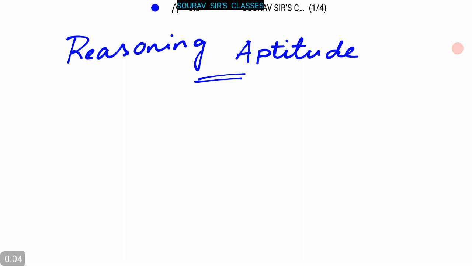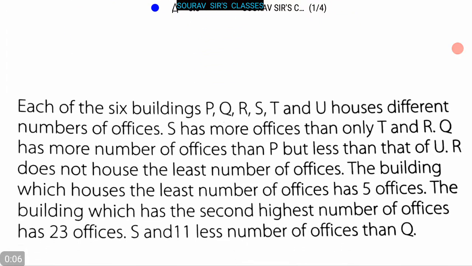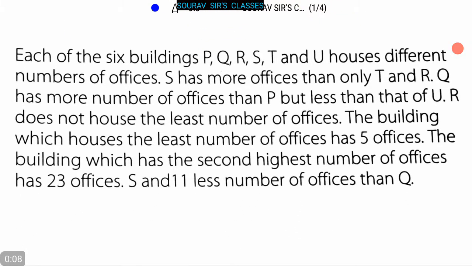Today our topic is listening aptitude, and here a passage is given. Some information is also given in this passage. So we have to read this passage very carefully and then we have to solve some questions. So now let's start. Each of the 6 buildings P, Q, R, S, T and U. So it says that P, Q, R, S, T and U are 6 buildings, housing different numbers of offices.